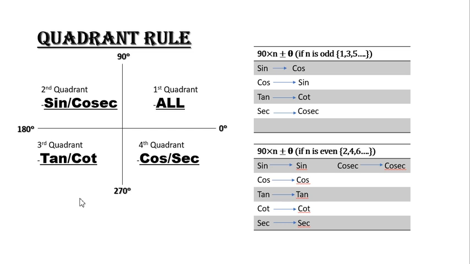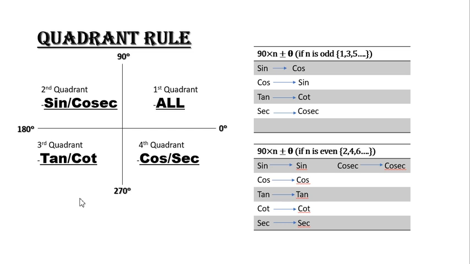So in the first quadrant all trigonometric ratios are positive. In the second quadrant, only sine and cosec values are positive. Keep it in mind, only sine and cosec are positive. Cos, cot, tan, sec all are negative. In the third quadrant, tan and cot are positive, but all the others are negative.